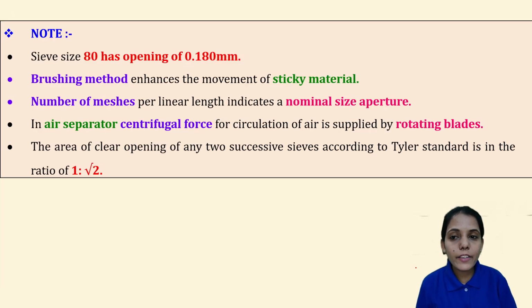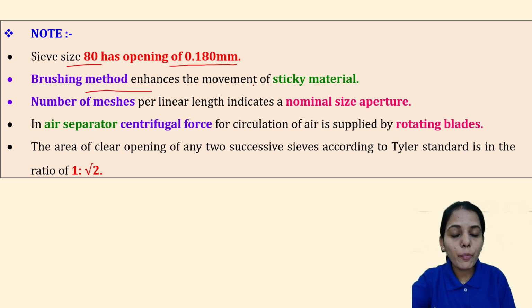Now remember sieve size 80. If the sieve size number is 80, it has an opening of 0.180 mm. The brushing method enhances the movement of sticky material. If any sticky material is there, the brushing method is used to enhance the movement of that sticky material.